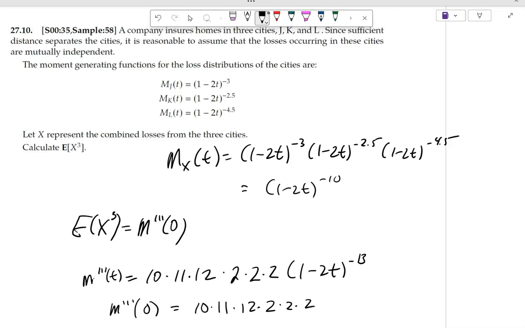All right. Now, let's go back and look at these moment generating functions. What type of distribution are these the moment generating functions for? It's a chi-squared distribution, isn't it? Because the theta is 2. What's the degrees of freedom in each of them? How do you figure out the degrees of freedom? The exponent is r over 2, right? So the first one has 6 degrees of freedom, the next one has 5, the next one has 9, right?